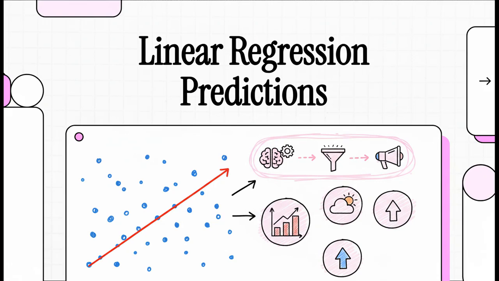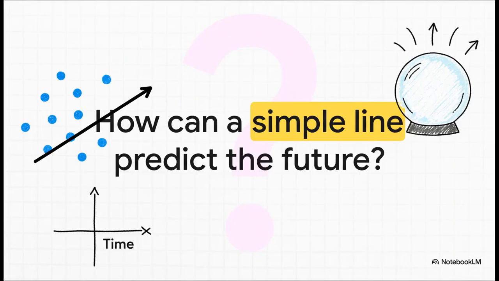Today, we are going to break down one of the most fundamental ideas in all of machine learning, linear regression. Now, I know it sounds a little intimidating, but trust me, at its heart, it's all about using simple lines to make some seriously powerful predictions. Let's dive in.